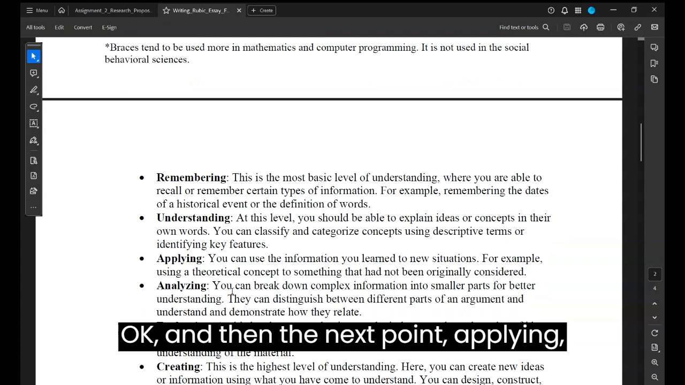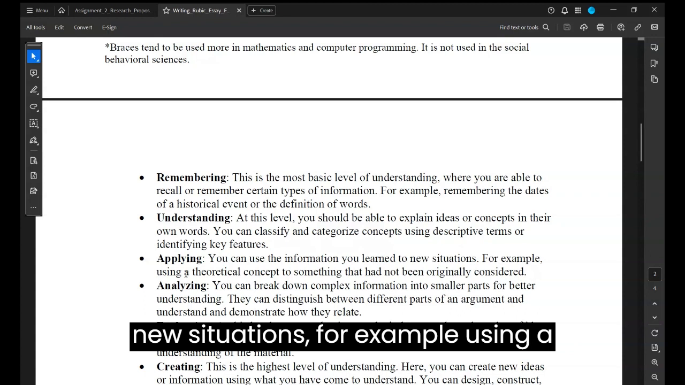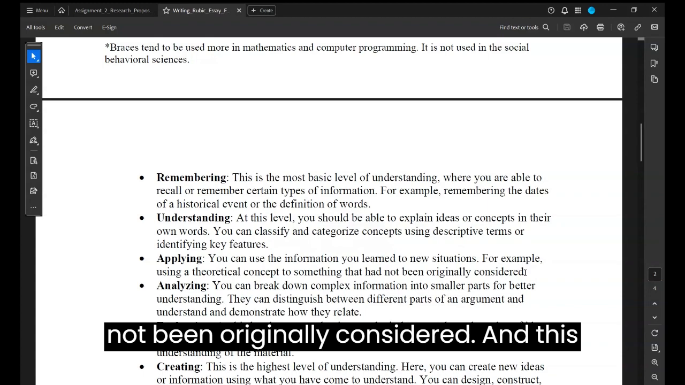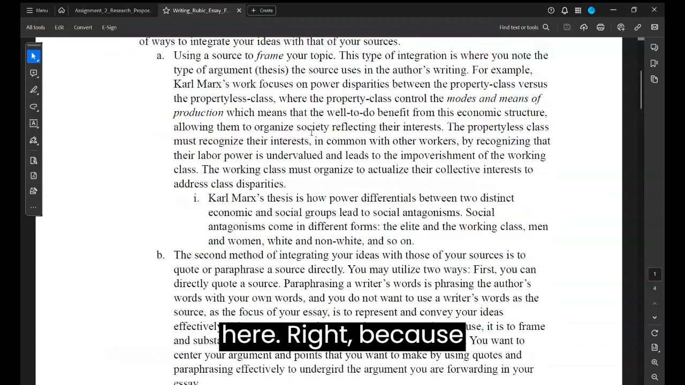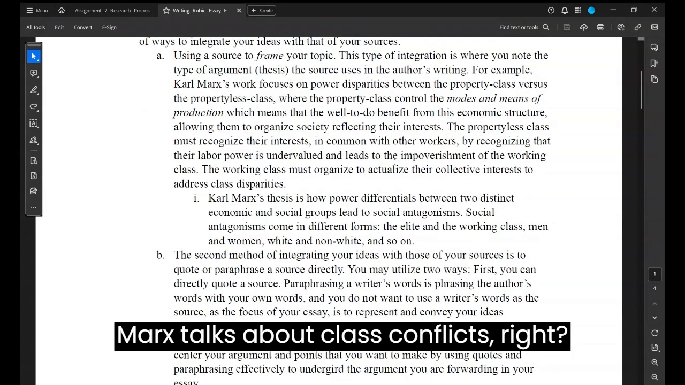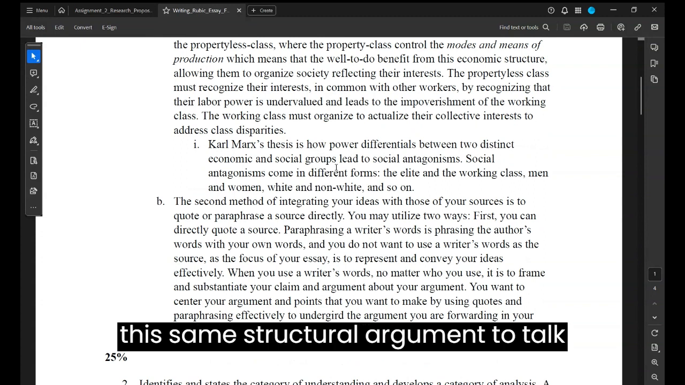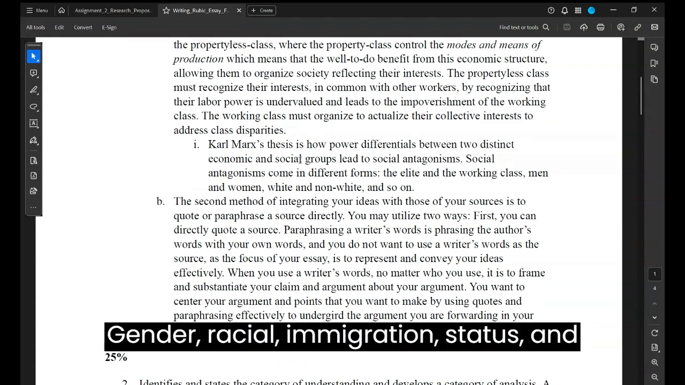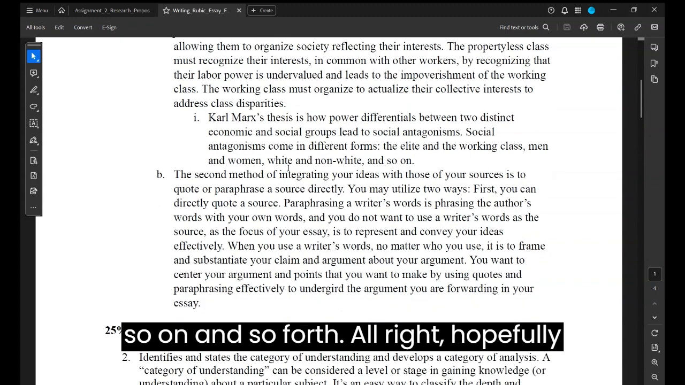Okay, and then the next point. Applying, you can use the information you learn to new situations. For example, using a theoretical concept to something that had not been originally considered. And this right here is what I sort of mentioned here, right? Because Marx talks about class conflicts, right, or social group conflicts, you can use his same structural argument to talk about other types of social antagonisms, gendered, racial, immigration status, and so on and so forth. All right. Hopefully that makes sense.